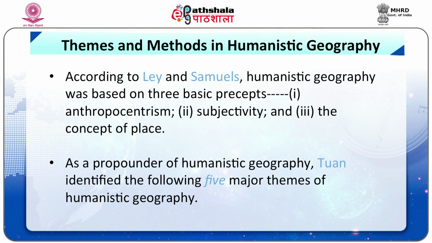Geographers Leigh and Samuels stressed that humanistic geography was based on three basic precepts: first, anthropocentrism, second, subjectivity, and third, the concept of place. Humanistic geography did not consider humans as mere economic man, but attempted to investigate how geographical activities and phenomena were a manifestation of human awareness and creativity. As a propounder of humanistic geography, Tuan identified five major themes of humanistic geography.